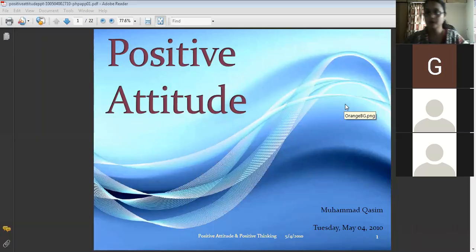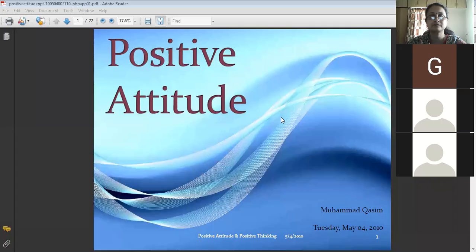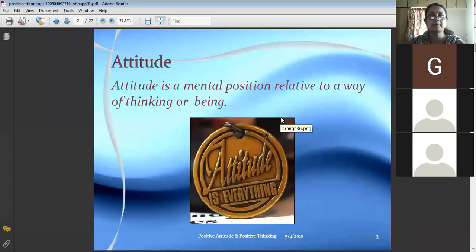Okay, these are very good examples that you have given. Now we'll move on to the actual discussion of positive attitude. Your attitude is a mental position relative to a way of thinking or being. That means your mental position: how do you look at it, how do you take it?